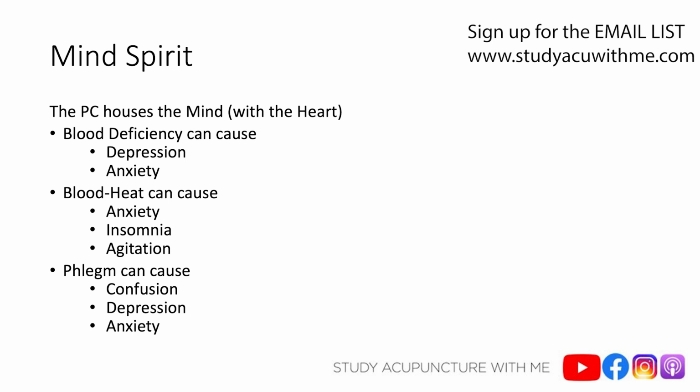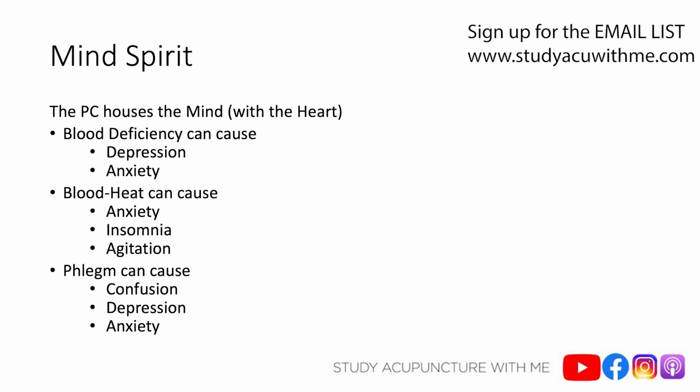And we also know that blood is the residence of the mind. And we know very specifically that with heart blood, our spirit is housed in heart blood. So if there's heart blood deficiency, our spirit, our shen, is going to lose its residence. And this can manifest as insomnia, anxiety, depression. So that's how an empty condition of blood deficiency can affect our mental, emotional state.